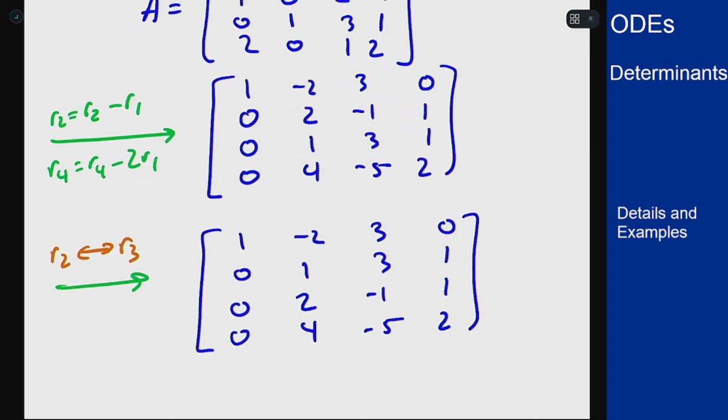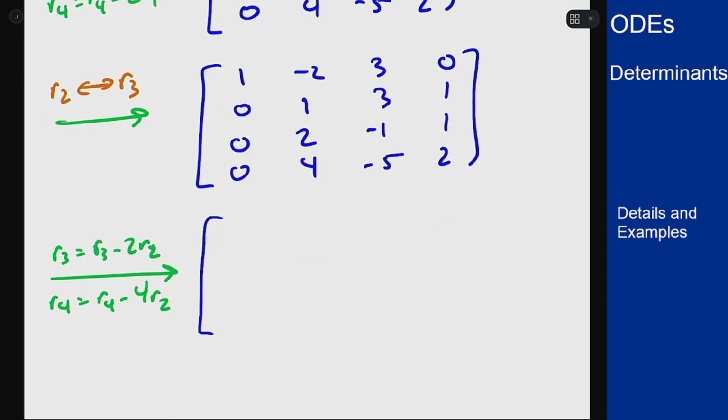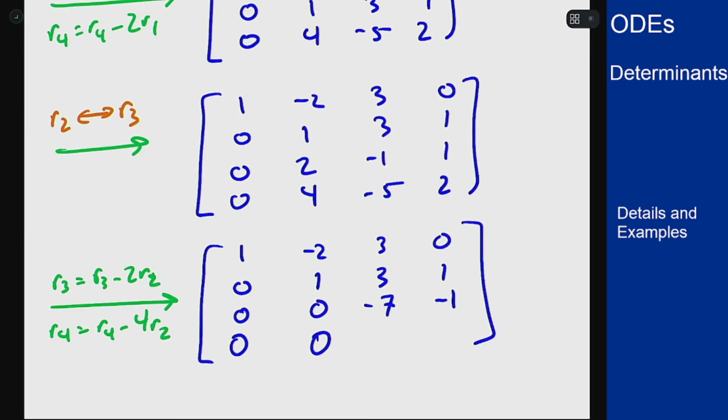And now I'm going to use that 1 in row 2 to cancel out the 2 and 4 below it. The first two rows will stay the same. For the third row, 2 minus 2 is 0. -1 minus 6 is minus 7. 1 minus 2 is minus 1. 4 minus 4 is 0. -5 minus 12 is -17. And then 2 minus 4 is -2.